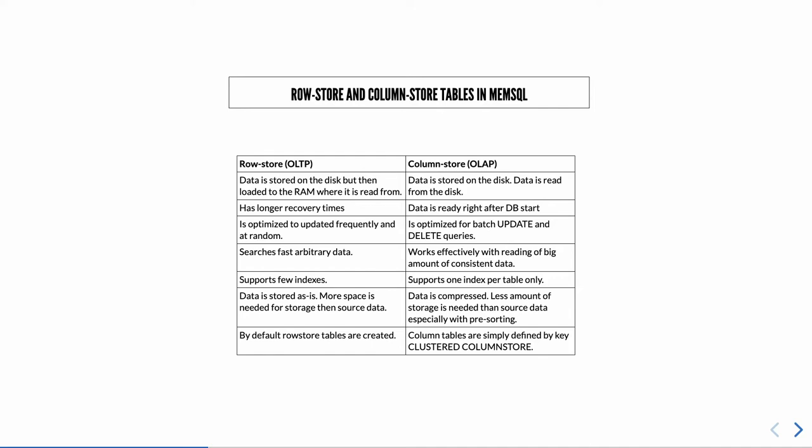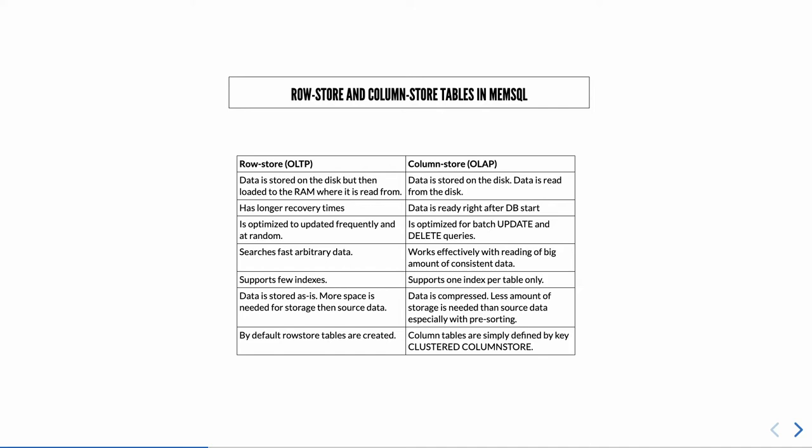What about column store? Column store is stored on the disk and data is read from the disk. Data is ready right after database start. It's optimized for batch update and delete queries. Works effectively with reading of big amounts of consistent data. It has a limitation in MemSQL: it supports one index per table only.